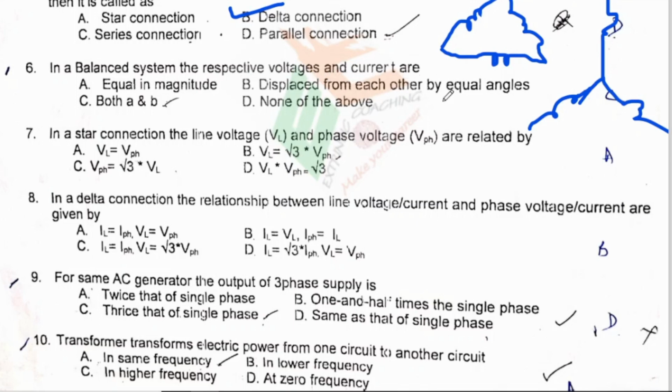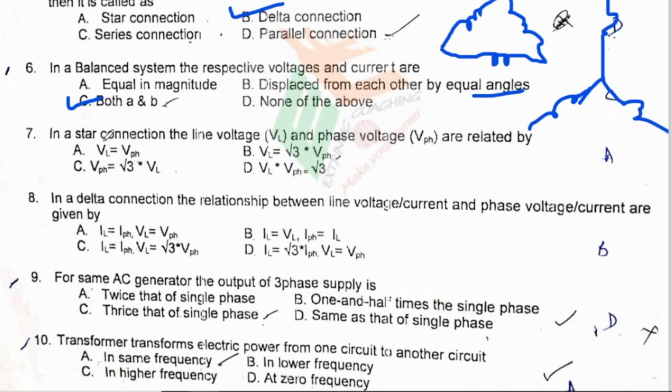Next question: in a balanced system, the respective voltage and current are? In a balanced system, the respective voltages and currents are equal in magnitude and displaced from each other by an equal angle. Both of these are correct, so option C, both A and B, is correct.